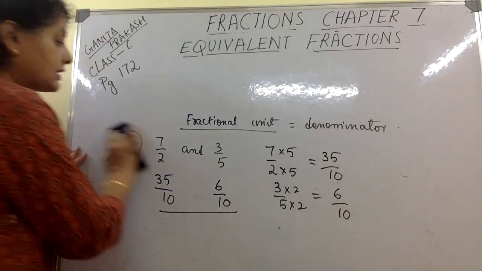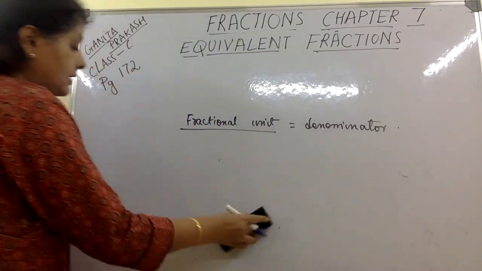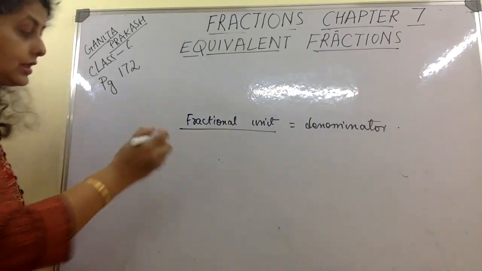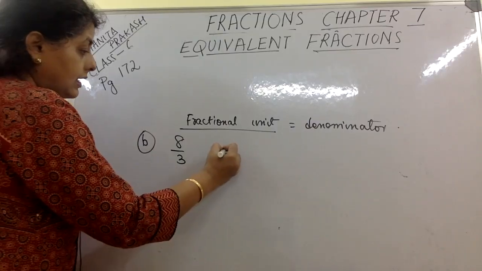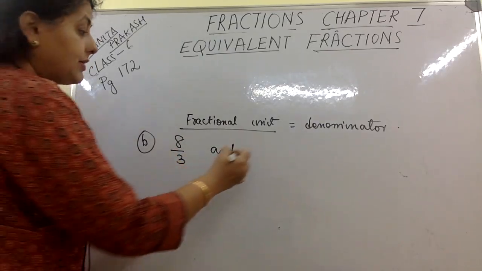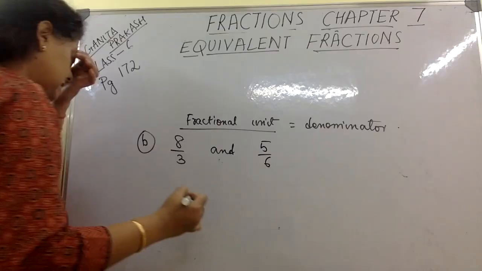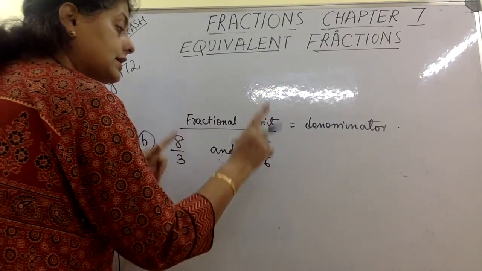You see a few more examples and you will understand what exactly is happening. So the next question is 8/3 and 5/6. My LCM of 3 and 6 is 6.